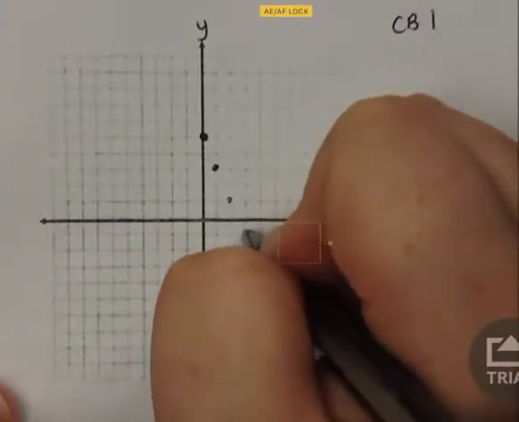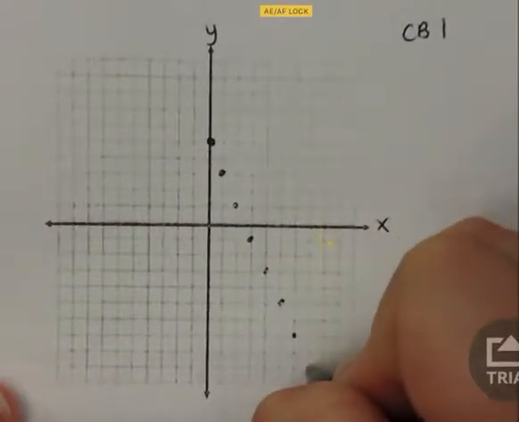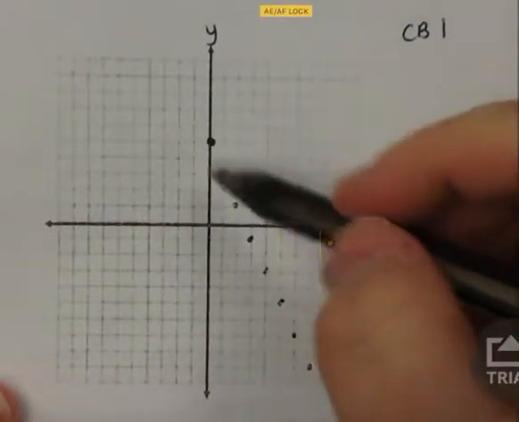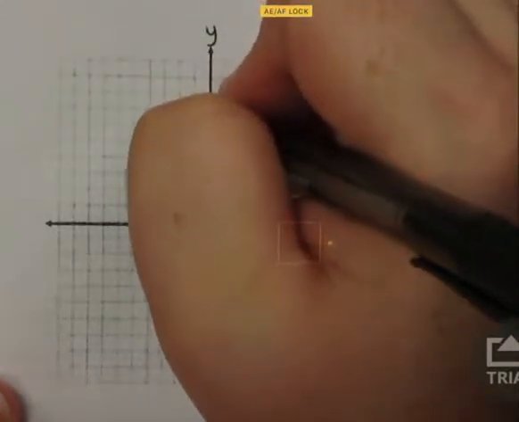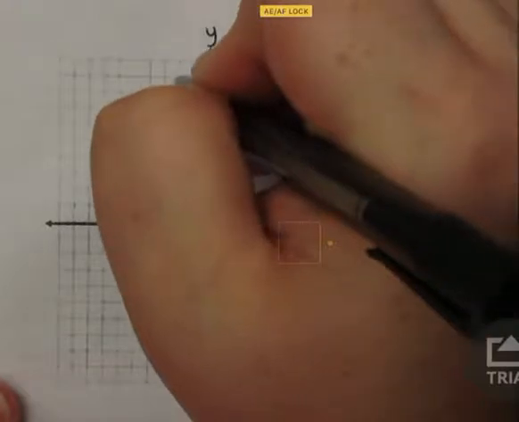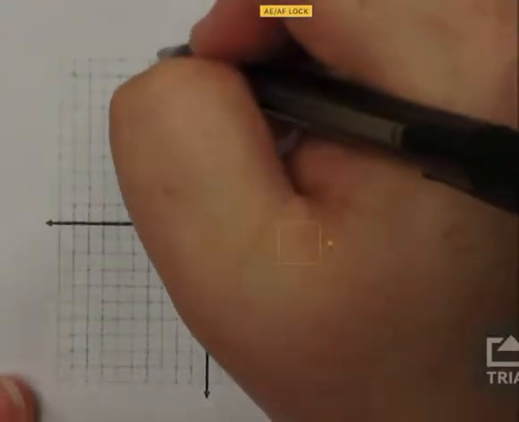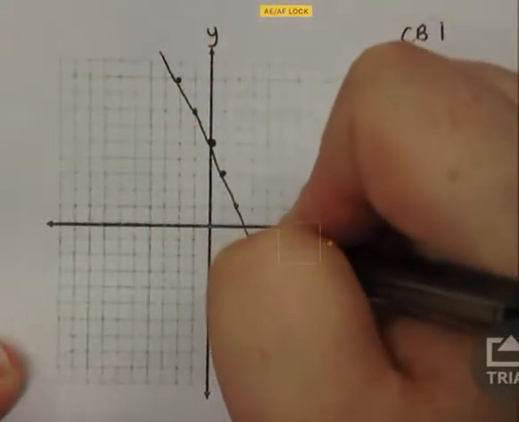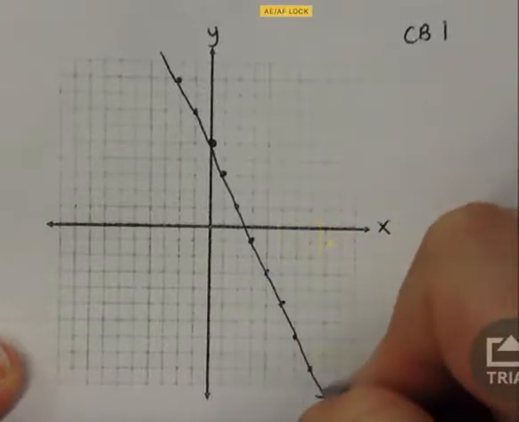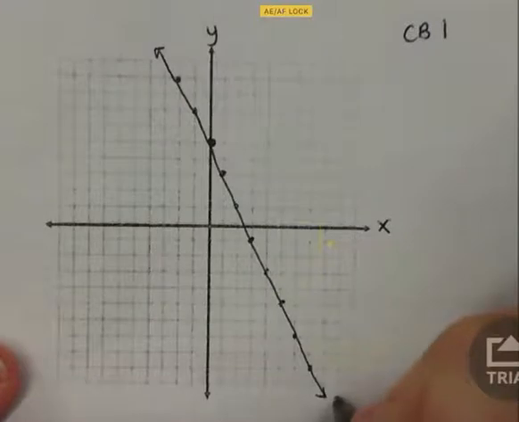Down 2, right 1. I'm going to do this as many times as I possibly can so that we can make our line as accurate as possible. I've gone down and right as much as I can, so I'm going to go up and left as well because I can go the opposite direction. Up 2, left 1. We do as many as we can to make our line as accurate as possible because I don't have a ruler or a straight edge. Now I do put arrows on them because they do go on forever. I'm going to write out the equation y equals negative 2x plus 5.